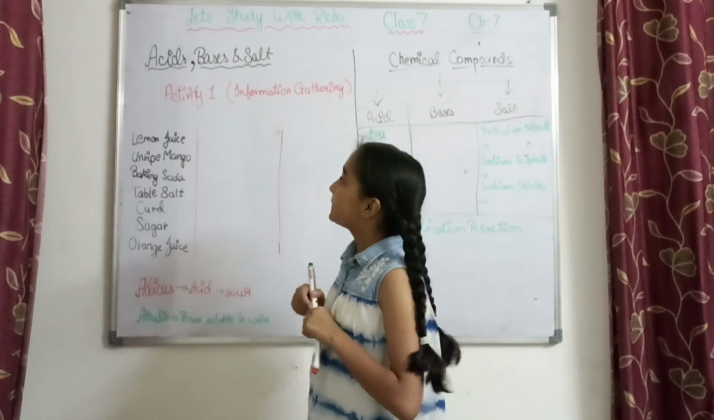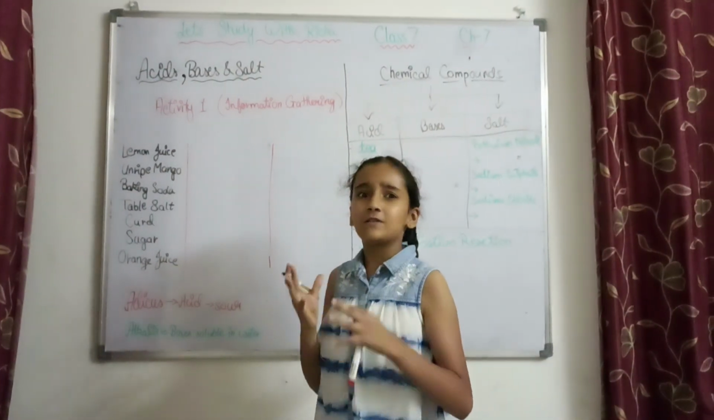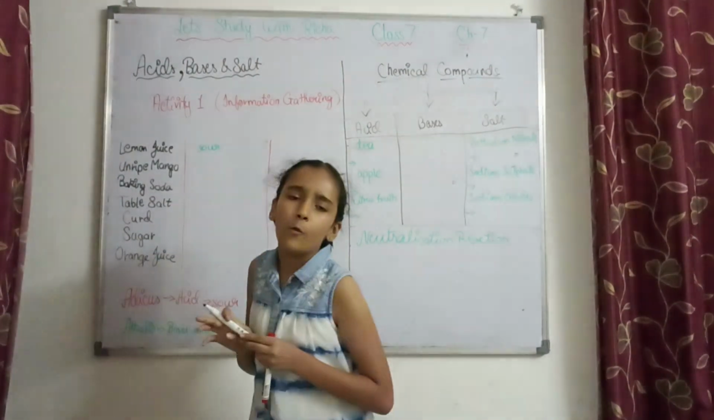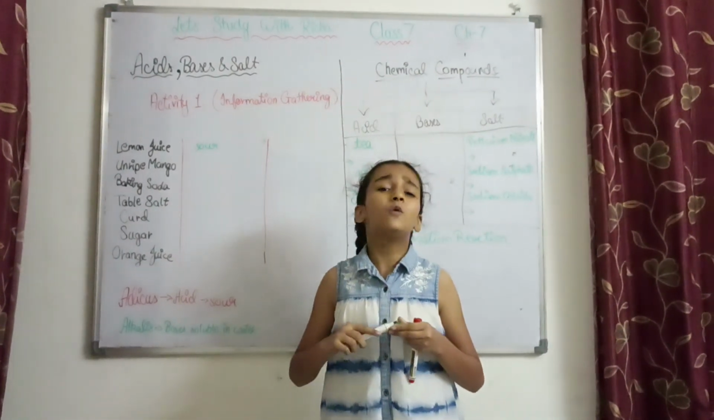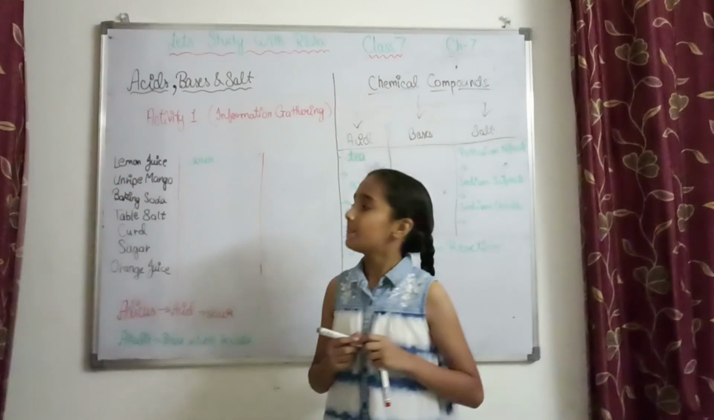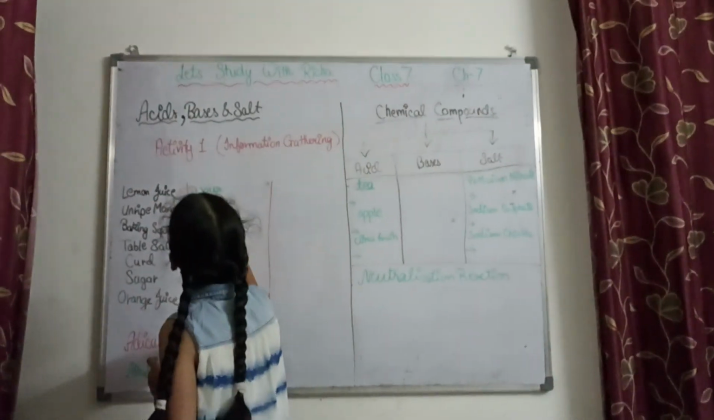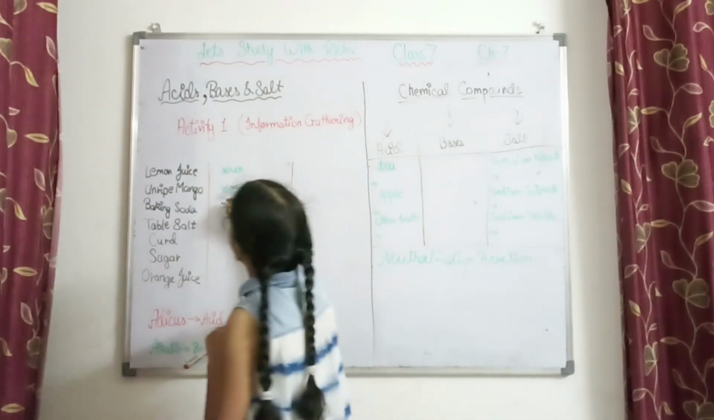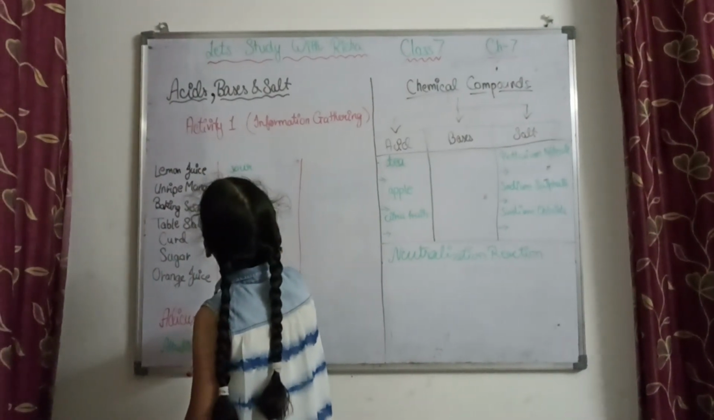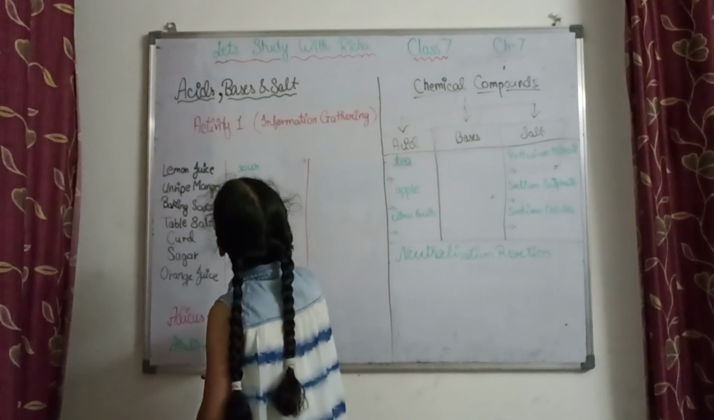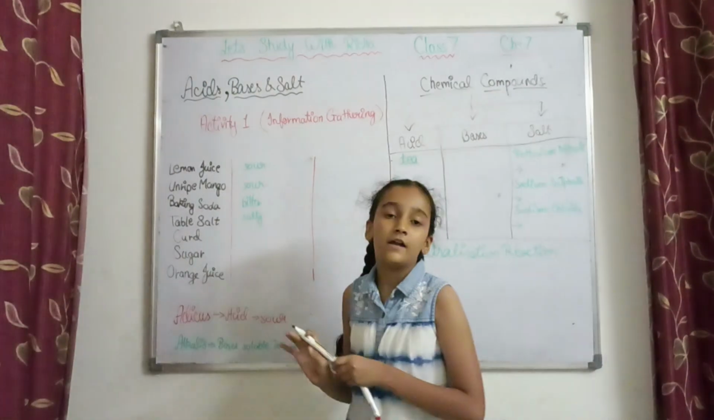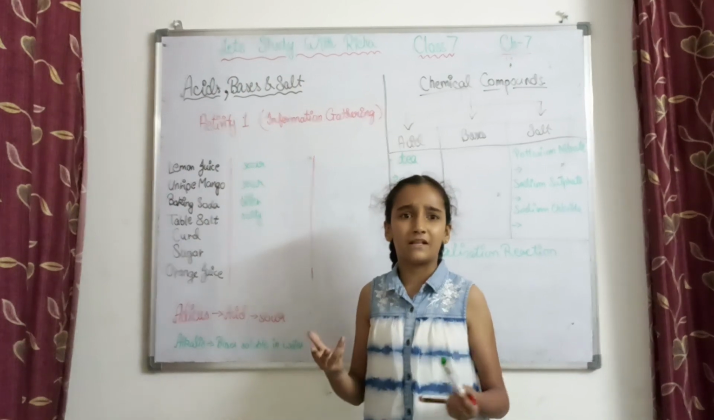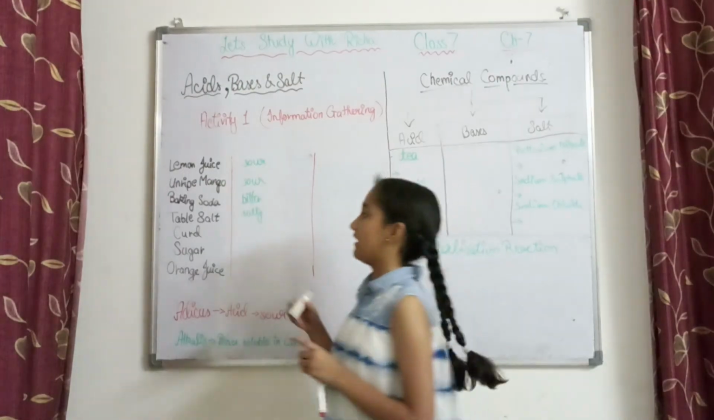Let's get started. First is lemon juice. Lemon juice is sour in taste. Let us write it. Next is unripe mango. This unripe mango is not the yellow one which you eat but the green one. So that's also sour. Next is baking soda. It's not sour at all. It's bitter. Next is table salt. Of course, it's salty. Next comes curd. Curd is sour. You may think that it is very tasty, but it is sour.